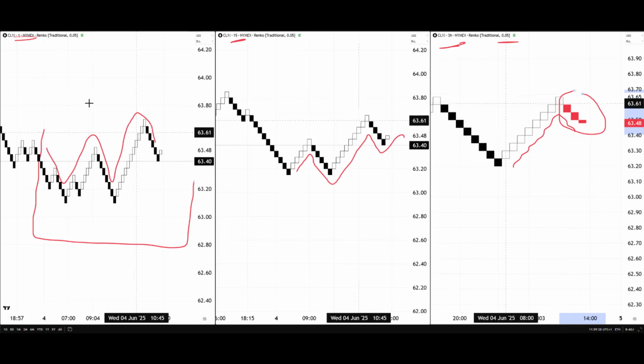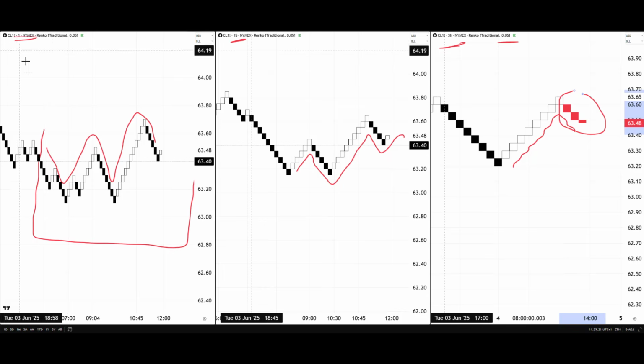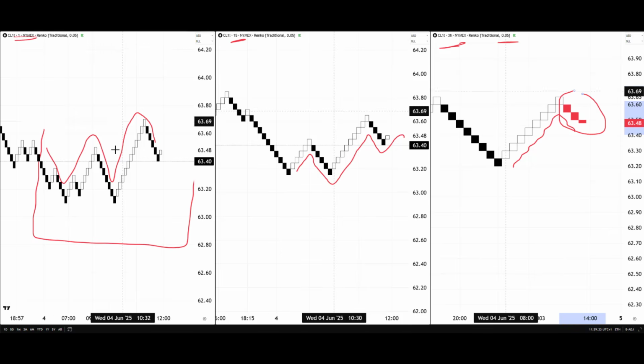Now I like to go fast with the 1 minute and then change the block size to come up with the strategy. I find that works best and takes out some of the noise, or you would call it repainting issues, and that works nicely for me.